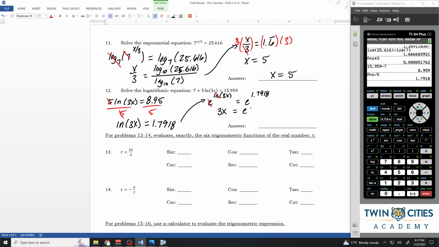3x is equal to e to the 1.7918, and then I'm going to divide both sides by 3. This will give me x is equal to, we can put this in the calculator, e to the 1.7918, and we're going to divide that by 3. What is this? 2.0000, close enough to 2. We will say x equals 2.